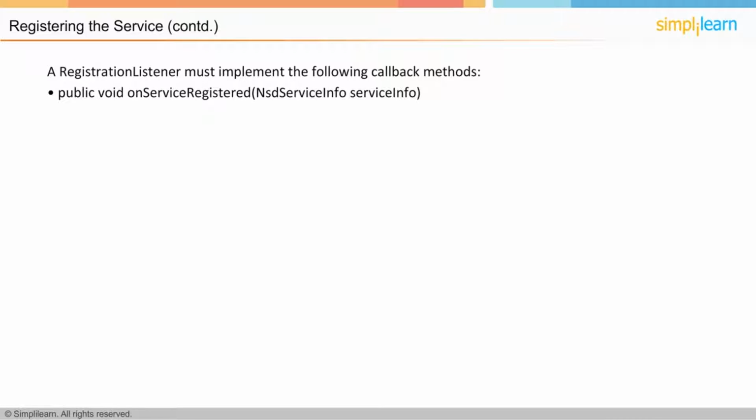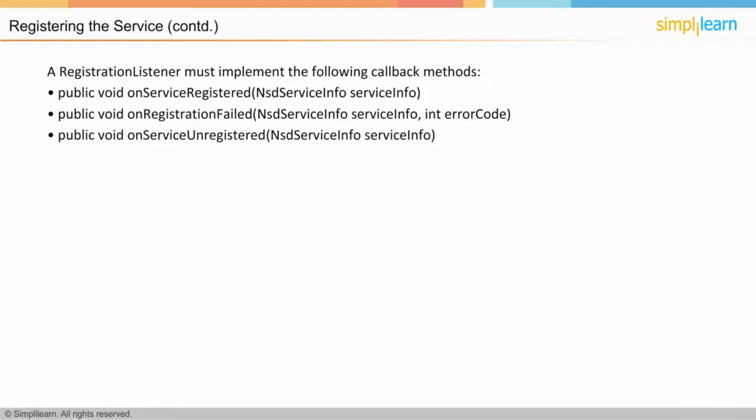OnServiceRegistered is called when the service is successfully registered on the network. OnRegistrationFailed is called when a failure occurs during service registration. An error code is passed to indicate the exact error. OnServiceUnregistered is called when the service is unregistered successfully. An application that provides a service must unregister before closing. OnUnregistrationFailed is called when some error occurs while unregistering the service. An error code is passed to indicate the exact error.